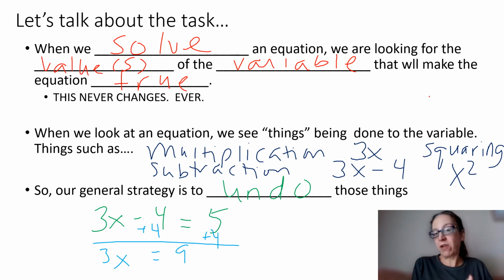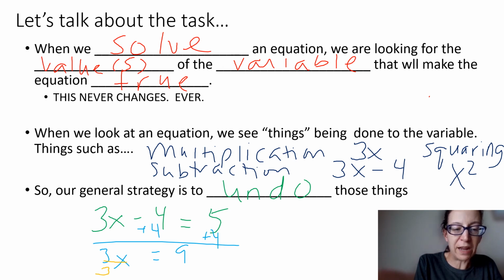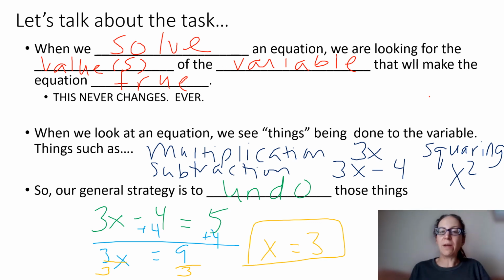Now we have gotten rid of one of the operations, one of the things that's been done. And you'd ask yourself, okay, well, how do I undo multiplying? Well, I hope you would answer that by dividing. And so you would divide both sides by 3. 3 divided by 3 is 1, leaving you with x, and 9 divided by 3 is 3, and you end up with x equals 3.